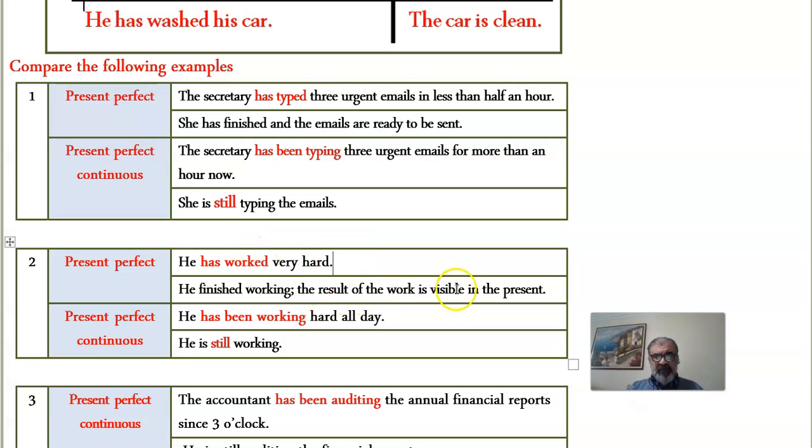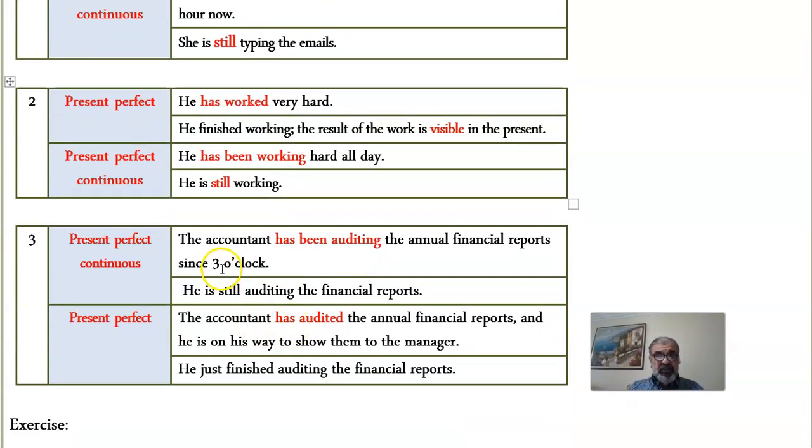He has worked very hard, he's finished. The result of the work is visible in the present. It could be that he's tired. It's visible. It can be seen. But if you say he has been working hard all day, what does that mean? He's still working. Or it could be that he just finished working.